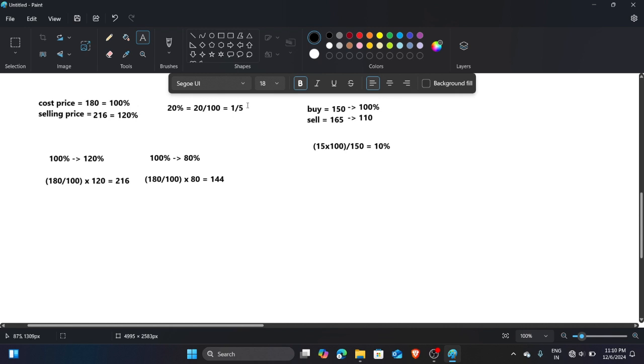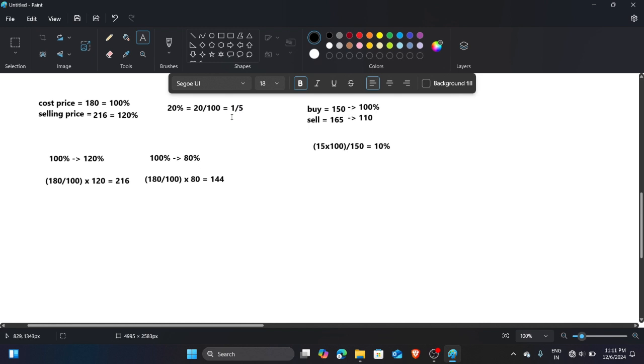Now here, you can see 1 by 5. When you say you got a 20% profit, in ratio and proportion, I always told you that the denominator shows the completeness, and the numerator shows something removed or added, something different from this complete portion.